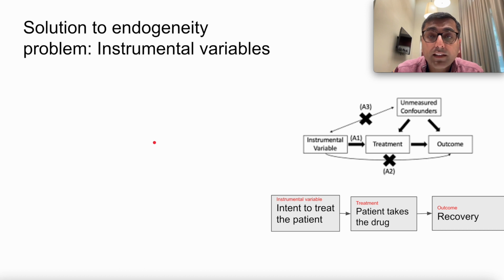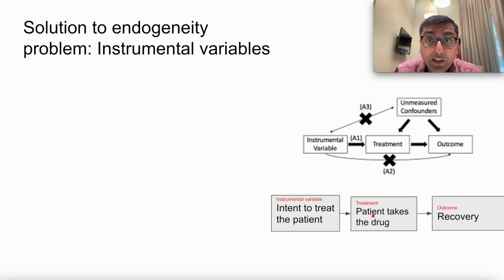Find out which are the instrumental variables that have a direct impact on the treatment that causes the outcome, but the instrumental variable has no connection directly to the outcome and has no connection to lurking or confounding variables, right? So if these things are true, meaning the instrumental variable, in this case, intent to treat a patient, that's another example. It's an instrumental variable. Like, do you have an intention to treat someone?